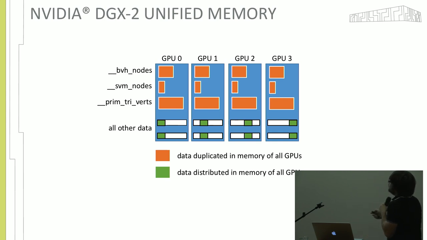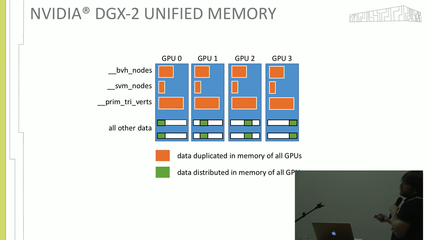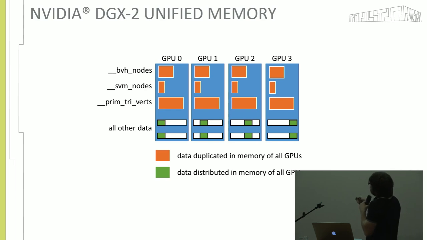So the last case would be that we keep these three data structures duplicated in each GPU, and all other data structures that take most of the memory, we just distribute. Then you can keep adding data to the group that you distribute, depending on how large your scene is and how much data you have. You always want to have your memory full, because the more data you have locally, the better performance you'll have. But for this case, we just use these three arrays that have the highest impact on performance.